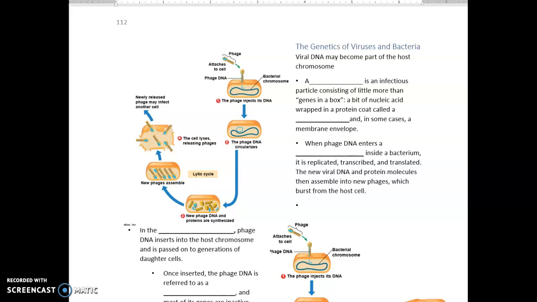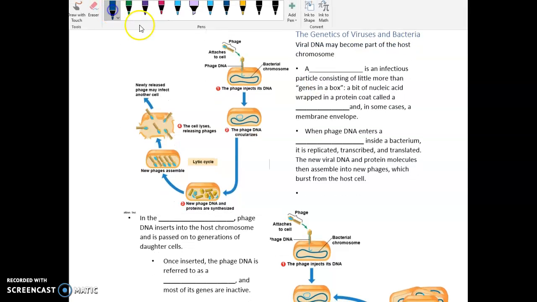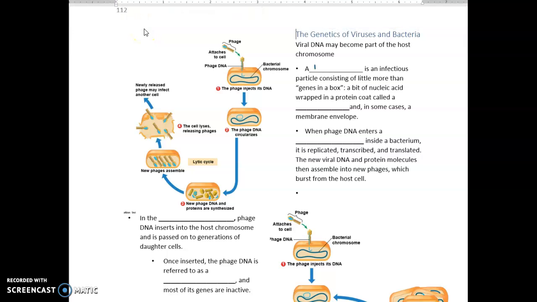The genetics of virus and bacteria. Viral DNA can become part of a host chromosome. A virus is an infectious particle that consists of little more than genes in a box. It's a bit of nucleic acid wrapped in a protein coat. We call the protein coat a capsid, and then sometimes it has a little bit of membrane envelope around it as well.